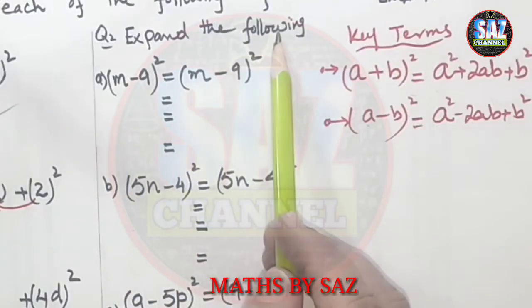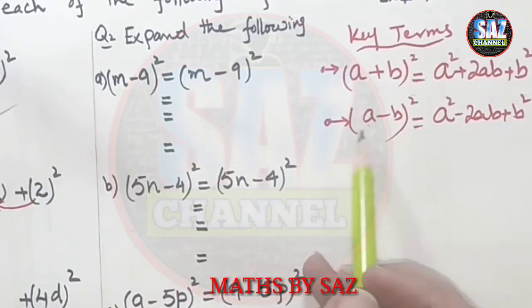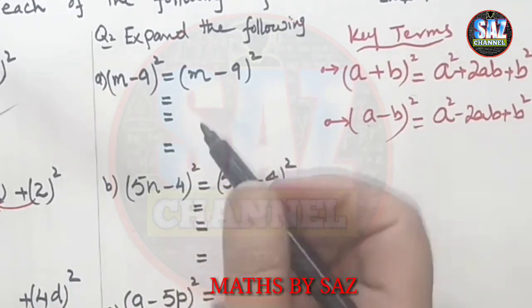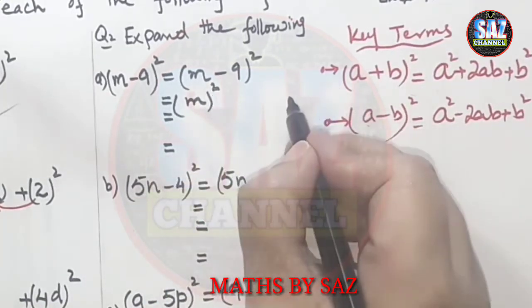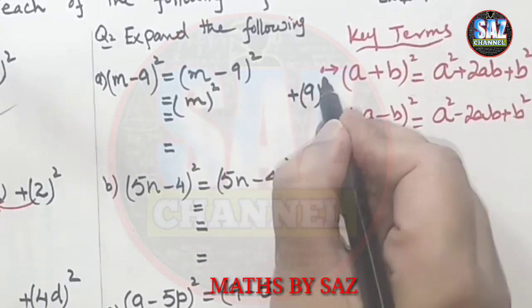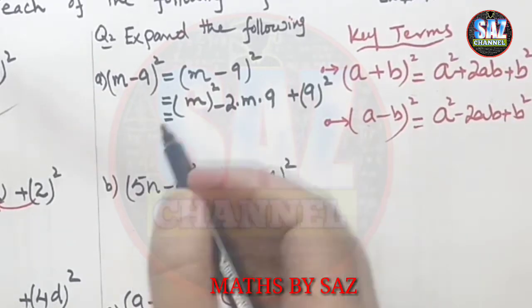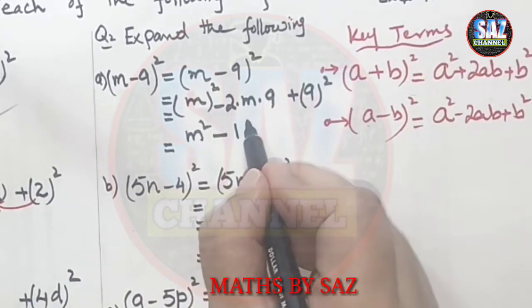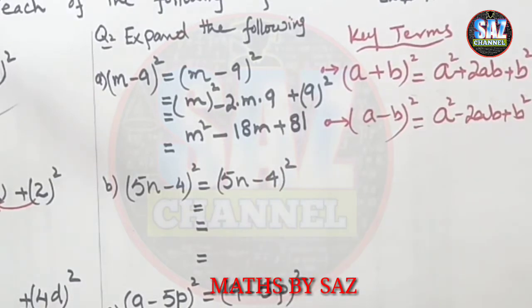The next question is expand the following. The first part is (m − 9) whole square. So this is the application of the second identity, that (a − b) whole square equals a square minus 2ab plus b square. So write it in the form of the formula, that a of the question is m and b is 9. So m square minus 2 into m into 9. So m square minus 9 times 2 is 18m, and plus 9 square is 81. I hope you have understood the question. You are understanding and following me.